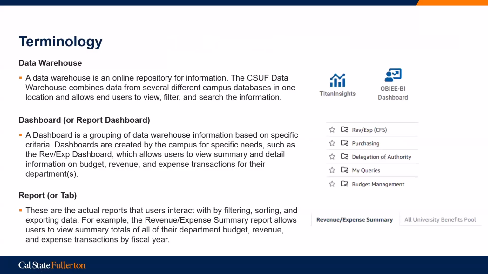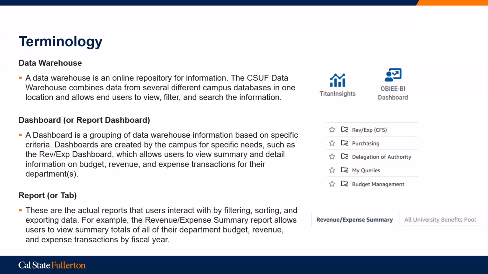So terminology we're going to be using, data warehouse is just an online repository for information. We actually combine a bunch of different databases that we put into our data warehouse. And that just allows you to view, filter, and search the information without necessarily needing access to all of the systems that feed into it. So the one that we are moving to now is called Titan Insights. The one that you might be familiar with, our previous one, is OBIEE. Those are both data warehouses.